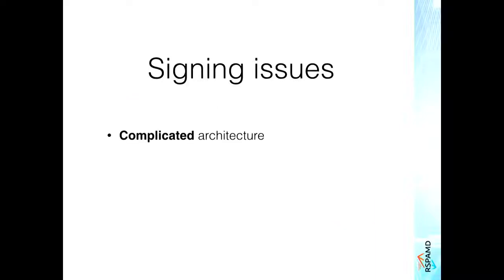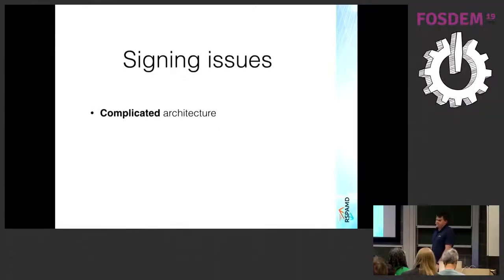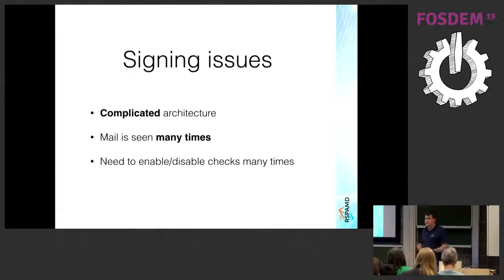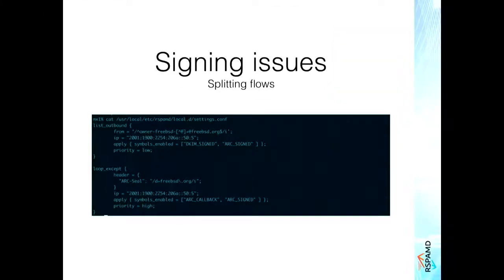So what are the issues with signing? The main problem, again, is that we can see messages many times. In some cases, we can see a single message on MX1 three or four times. Accordingly, we need to enable and disable signing and checks, because we have seen this message. And that's not all, actually: we should not sign spam. So if we decide that this message is spam, we should stop the signing process and proceed without signatures, because it's stupid. So that's how it's resolved in Rspamd.